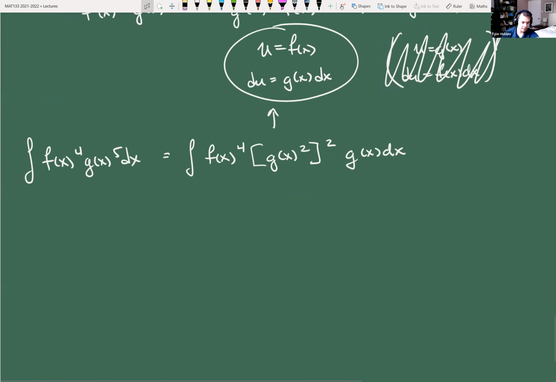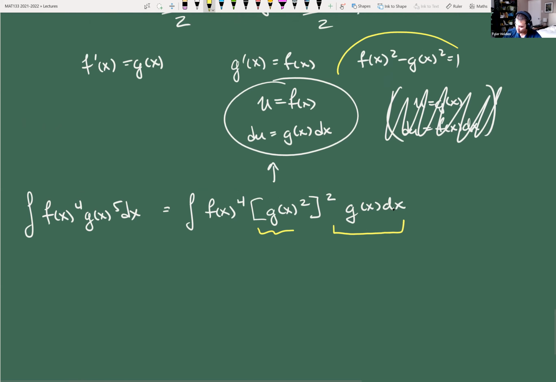Okay, so I've written it like this, and you might be like, why are you doing that? That's really weird. The thing that occurs to me is that if I'm going to make a substitution, I need a g of x dx hanging around. So I'm going to take one out, put it to the side, and keep it around for my substitution. The other g of x's I can get rid of using this identity, so I can turn them into f's.